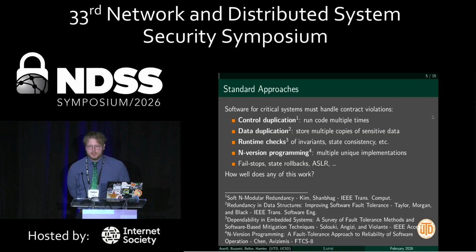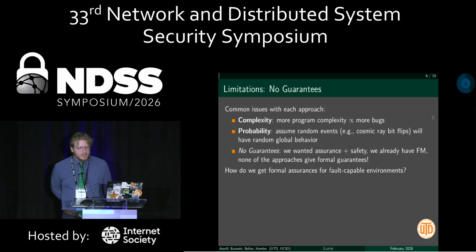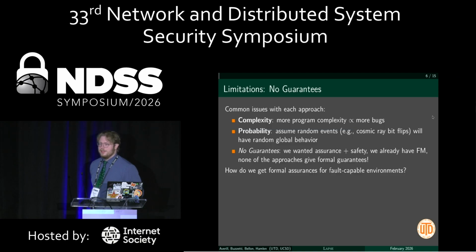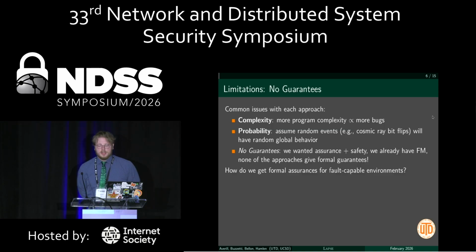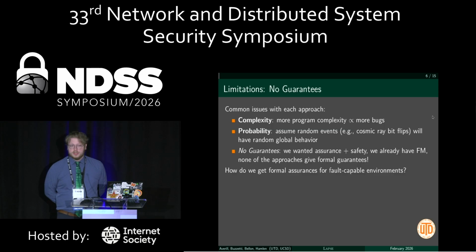But a really good question is, how well does any of this work? It works pretty okay. We don't have planes falling out of the sky every day because of cosmic rays, but they don't work as well as they could. There are some issues with each of these approaches. Definitely the big one is complexity.